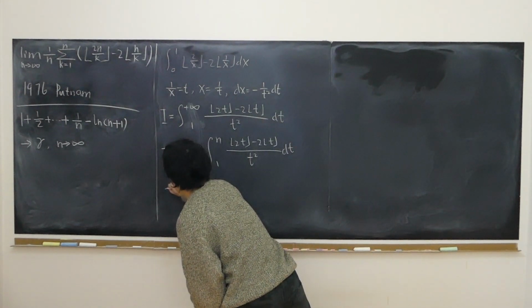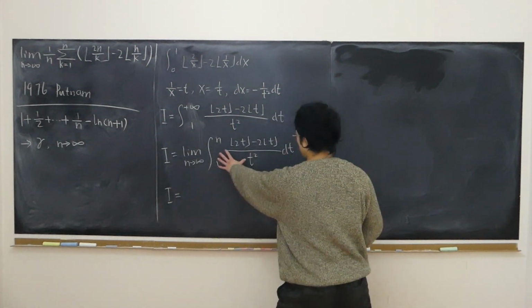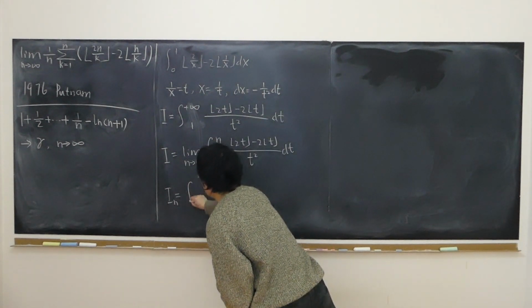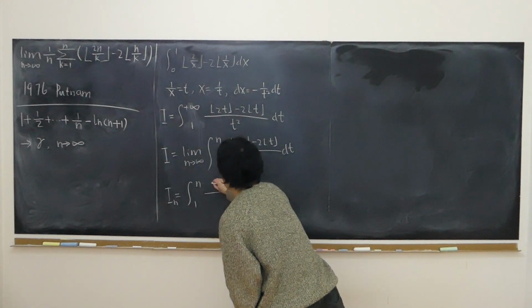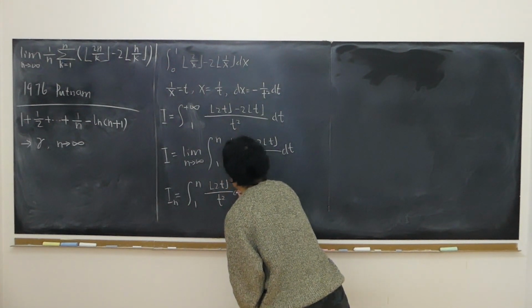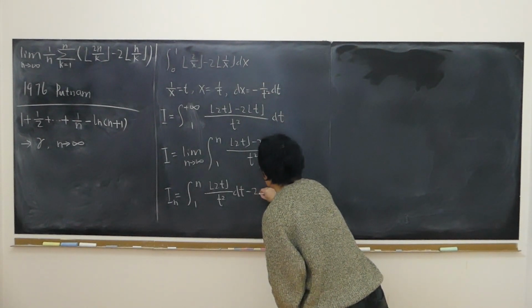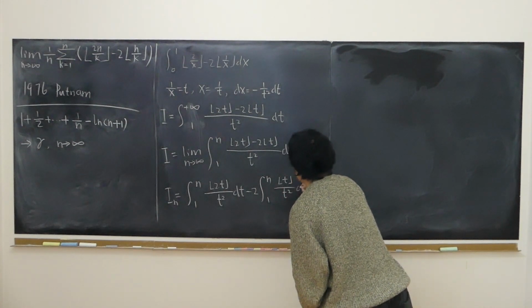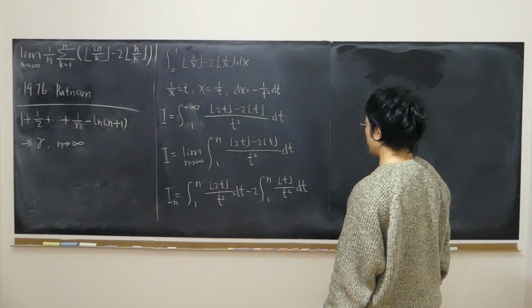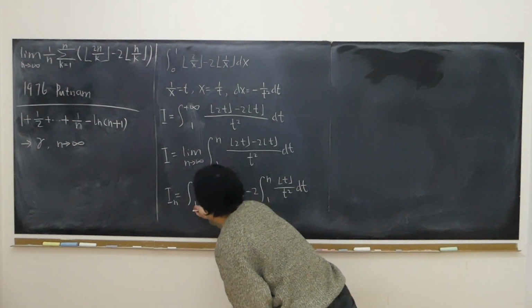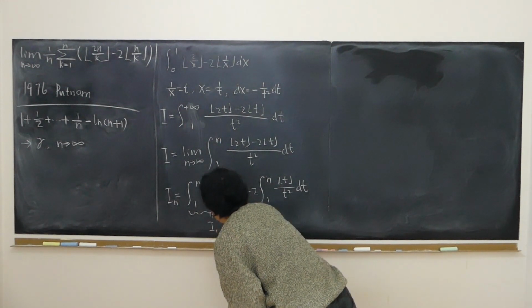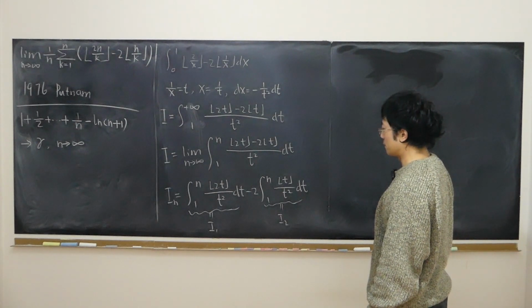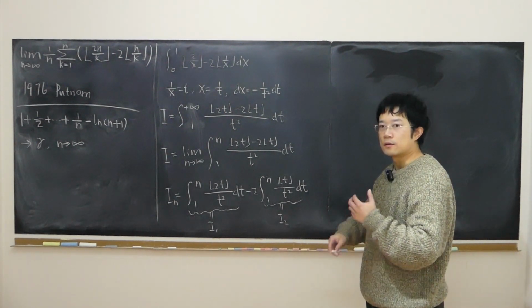Okay. Now let's split it. Let's just call this integral I sub n. I sub n is equal to the integral from 1 up to n of floor of 2t over t squared dt minus twice the integral from 1 to n of floor of t over t squared dt. Okay, now let's call this first integral I1 and second integral I2. All right, if they both exist, then we're good. Then we can let n approach infinity and see if the limit exists.